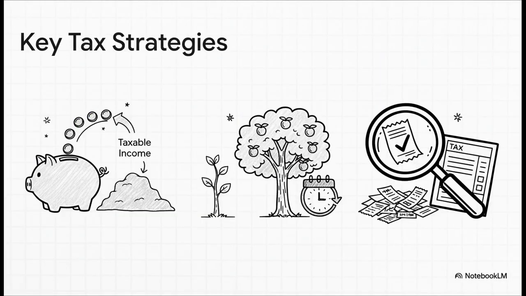So let's look at 3 super common and smart strategies. First, retirement accounts, like a 401k. Every single dollar you put into one of these reduces your taxable income for the year. It's like getting an instant tax break just for saving for your future. Second, just like we talked about, be patient with your investments. Holding them for more than a year unlocks those much lower long-term capital gains rates. And third, something really simple. Keep good records. Whether it's for money you donated to charity or business expenses, having good records makes sure you can claim every single deduction you're legally entitled to.